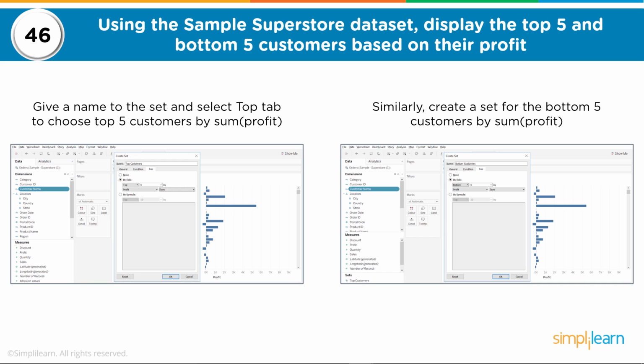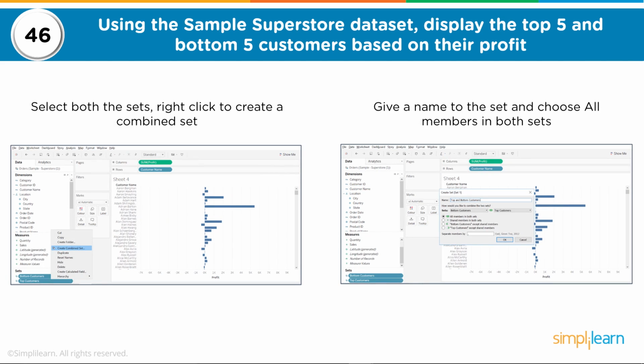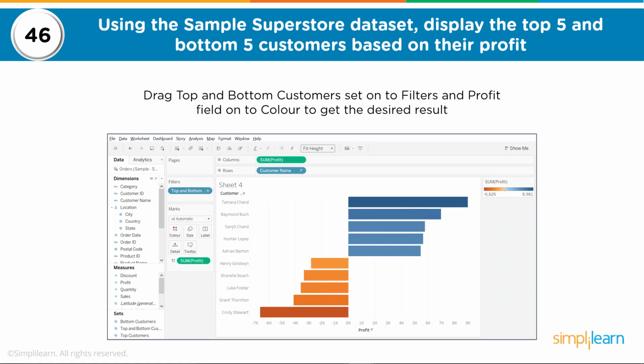Similarly, create a set for the bottom 5 customers by sum of profit. Select both the sets, right-click to create a combined set. Give a name to the set and choose all members in both sets. And then you can drag top and bottom customer sets onto the filters and profit field onto color to get the desired results.